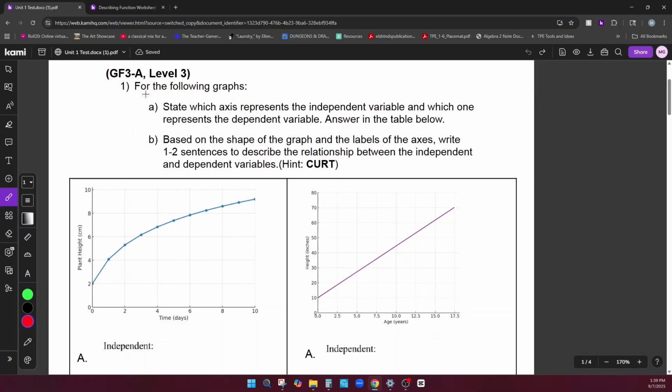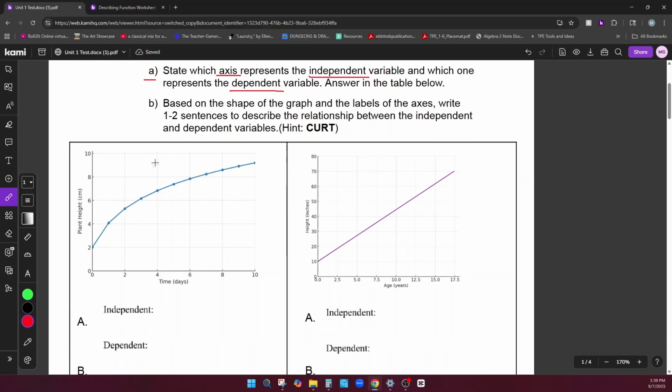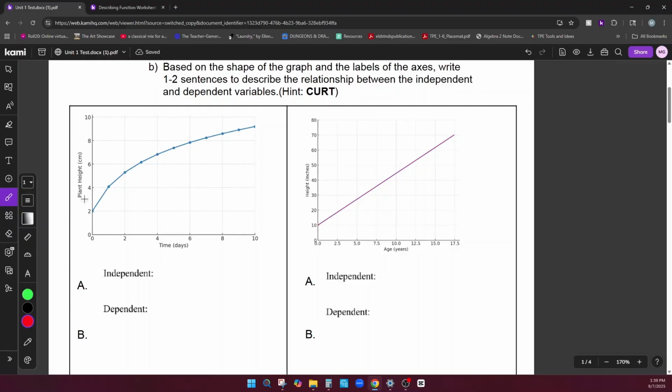Question 1 reads, for the following graphs, A, state which axes represent the independent variable and which ones represent the dependent variable. Answer in the table below. So, what's important here? The question tells me that I'm going to be working with my axes, and I'm going to try and decide which one is independent and which one is dependent. I'm highlighting those components because I want to know what I'm aiming for as far as the question. So let's go ahead and go down to our first graph.